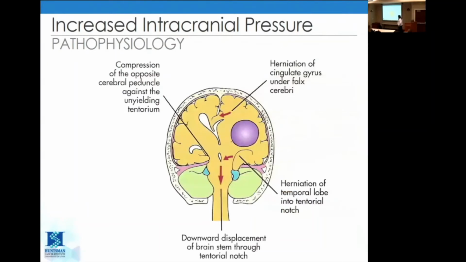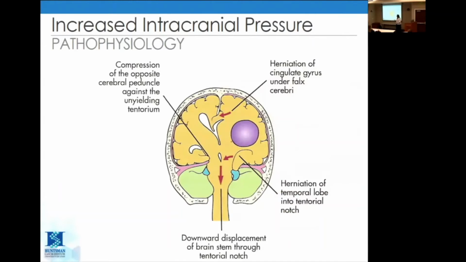Okay, so something has to give. I've got this skull, and it is measured out to perfection. I have to have 80% brain. Let's be honest, some probably have less. 80% brain, 10% blood, 10% cerebral spinal fluid, right? So I have this perfect harmonious balance inside this nice encapsulated skull, and as long as it stays that way, we're fine. However, once one of those things goes out of whack and increases pressure, something has to give.